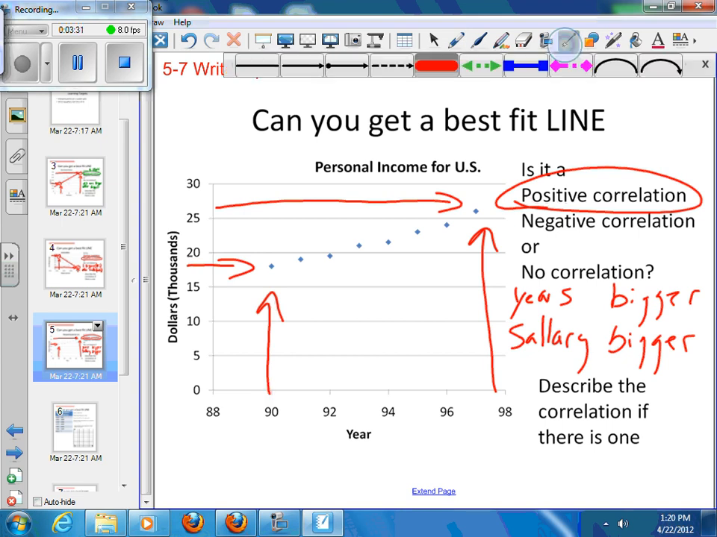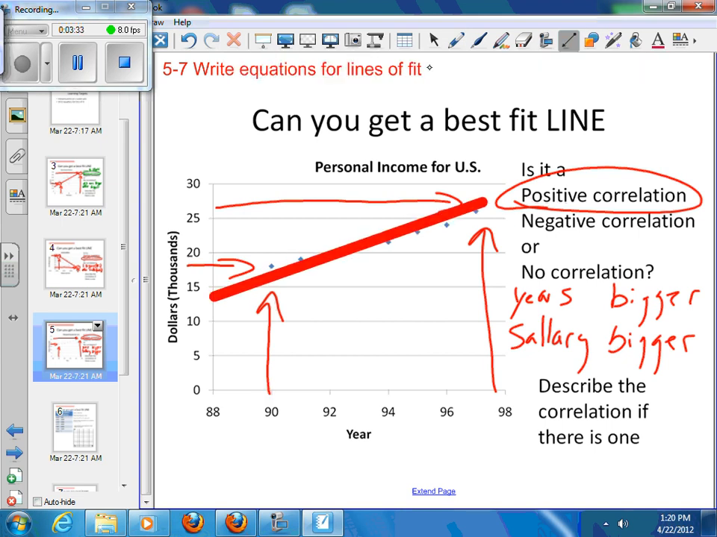And if we look at the slope again on that, we can draw a line, and our line's pretty much going to go right through the middle of the data. This is a very linear set of data, and it has a positive slope.